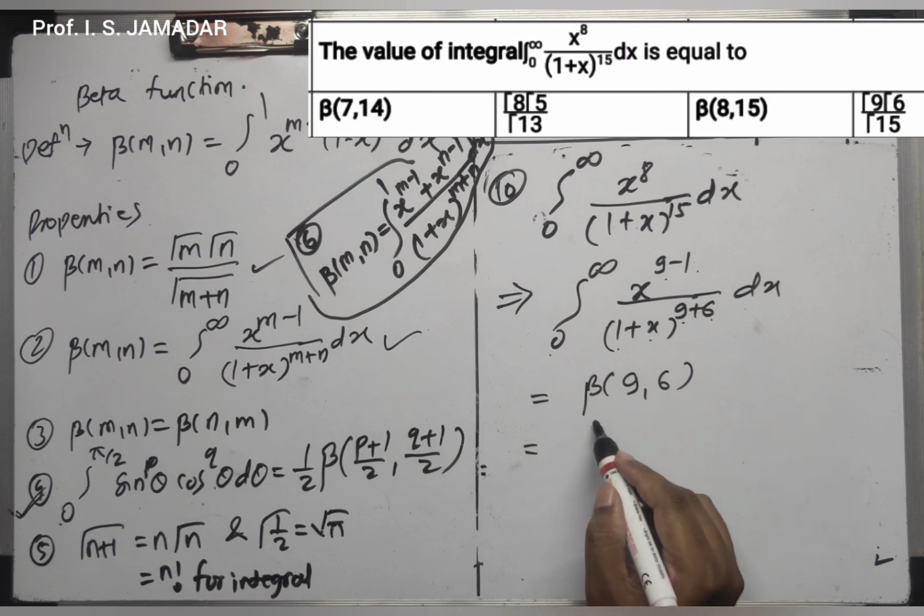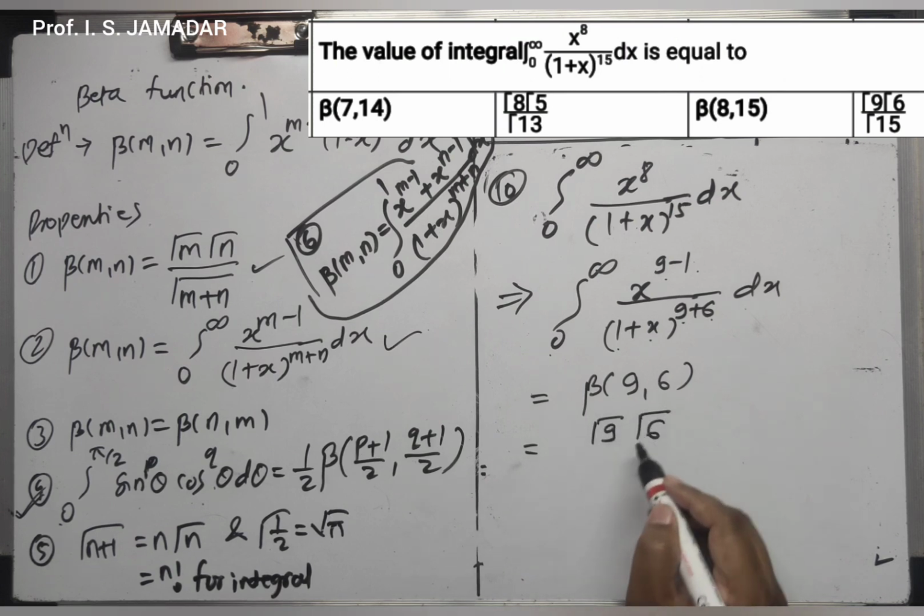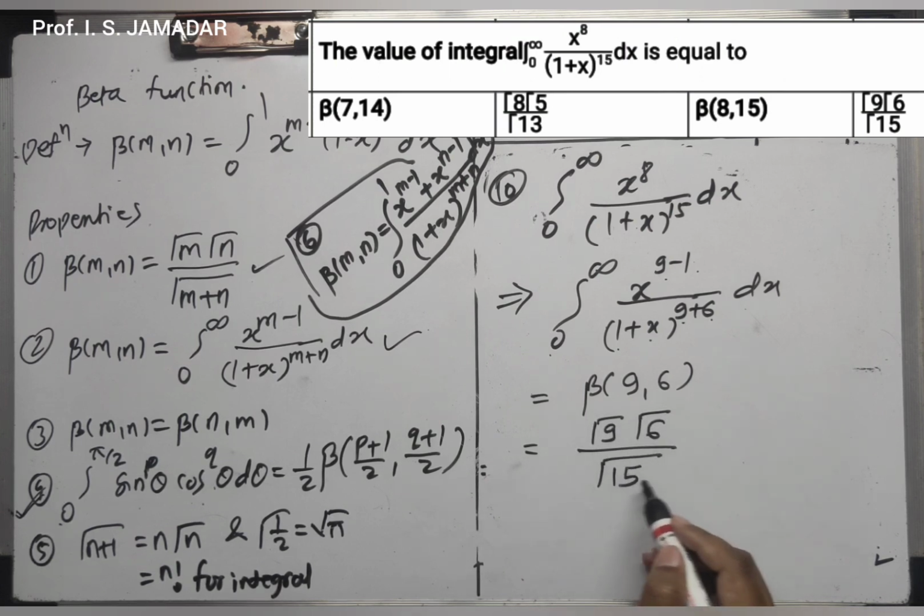So by the relation between beta and gamma, it is gamma 9 into gamma 6 divided by gamma of 15. So option D is the answer. Okay, so this is the 10th example.